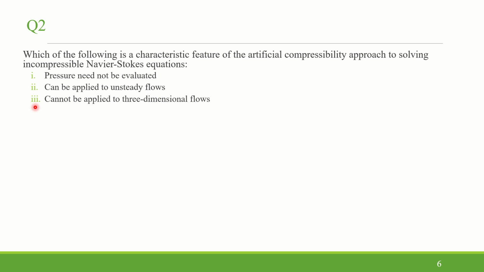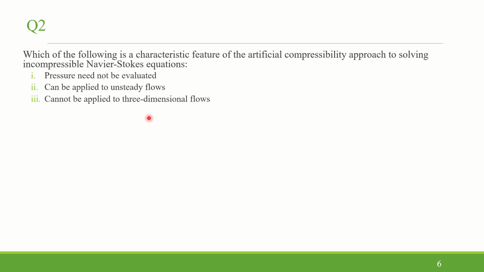So in this what is the basic feature? So first one, pressure need not be evaluated. This one is a true statement because since it is similar to the compressibility equation, we are not evaluating the pressure during the solution of the equation. So first one is true. And second one, can be applied to unsteady flows. So artificial compressibility approach actually mostly fits well for the steady flow systems. So it is not preferred for the unsteady flows. So second one is false.